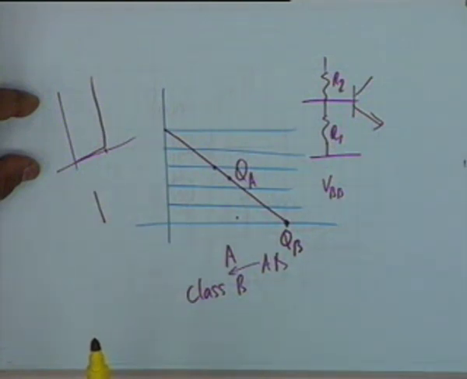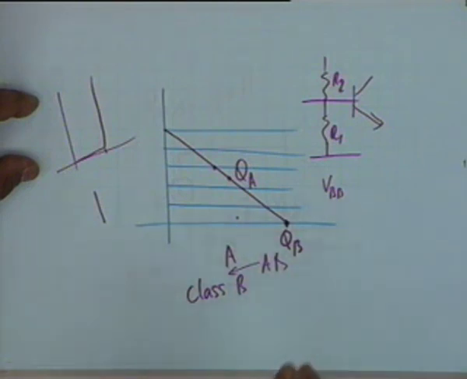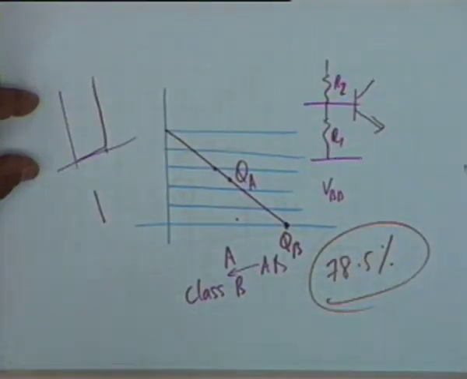Isn't that right? Without the signal, collector current does not flow at all, and therefore power dissipation in the transistor is minimized. Power dissipation in the transistor is reduced drastically, and therefore the efficiency improves. As we will see, the efficiency can be as much as 78.5%.